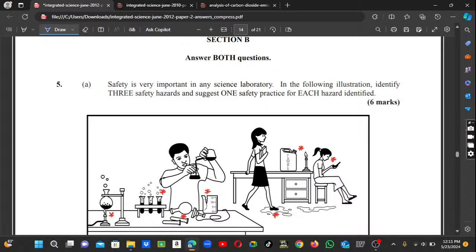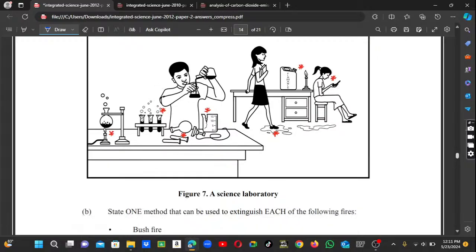And let me say something to you guys. This one is a major question, because CXC may throw a picture similar to this, with hazards that you need to choose from. All right, so first thing first, here we can see this is not good. We have a phone here, this girl using the phone.